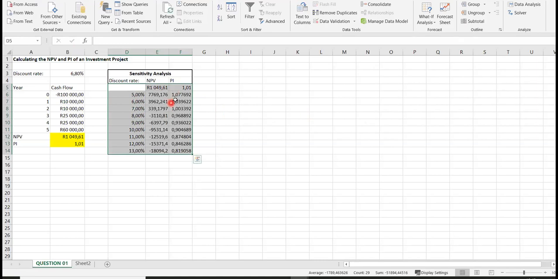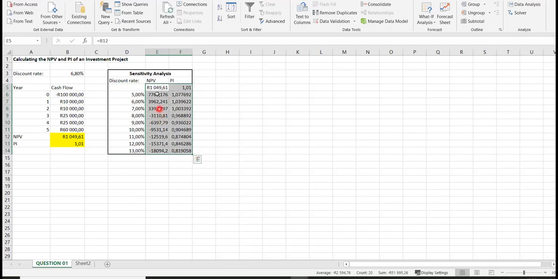So I think I just made an error in terms of where to start from. I was not supposed to include this discount rate, NPV and PI. So I was supposed to start from here, highlighting everything. So these are the values, and of course, I want to put them to 2 decimal places. I'm just going to highlight everything.